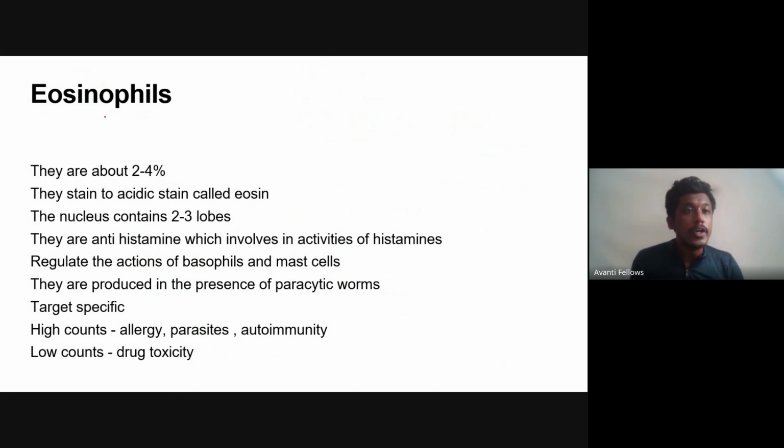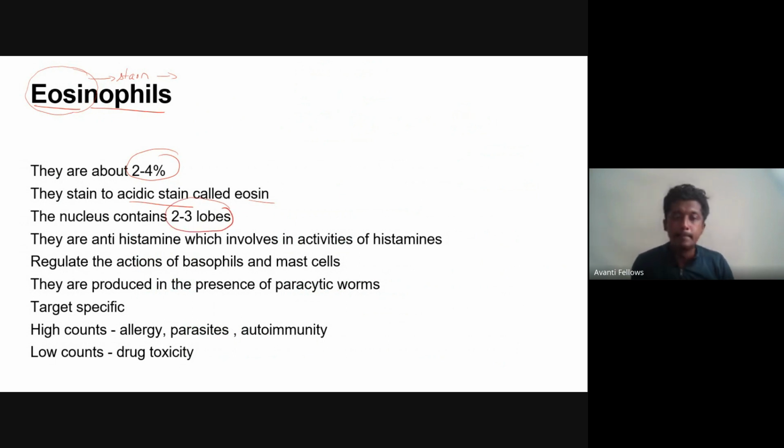Sure. Coming to eosinophils. Eosinophils are very easy to remember because of eosin, a stain you might have used. Eosin is an acidic stain. They are only 2 to 4% of the overall granulocytes, they take up the acidic stain, and that is why they are called eosinophils. The nucleus has only 2 to 3 lobes.